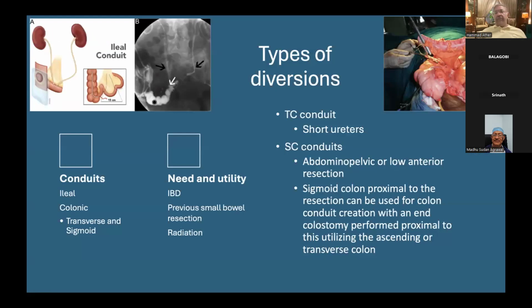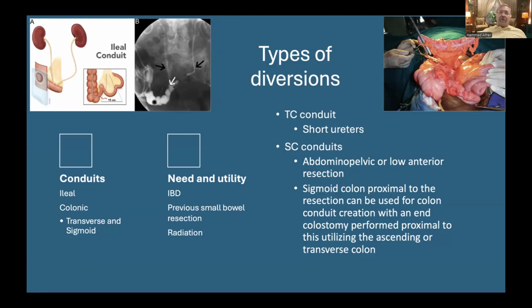We know that the types of diversions that we have are either conduits, which are ileal conduit, the most common type of diversion, or colonic conduit, which are essentially transverse and sigmoid colonic conduits, or we have the continent diversion. And these continent diversions include both orthotopic new bladder or continent cutaneous diversion. Indiana pouch is one of the examples.